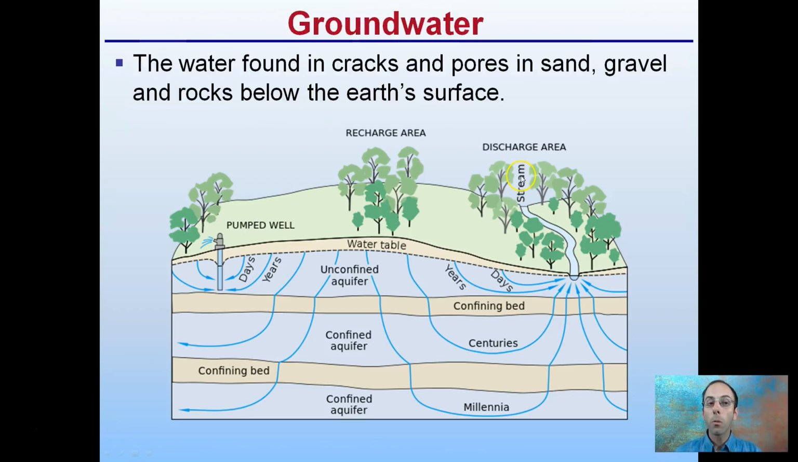Next I have something called groundwater. What's groundwater? Simply put, it's water that's below the ground. It's the water found in cracks and pores in sand, gravel, and rocks below the Earth's surface. Below could be just a shallow area here, or it could be deep below. It takes more time for water to penetrate down into the deeper layers, but all of this is considered groundwater. Whether it takes only a couple days to get below the surface, or years, centuries, or millennia, it all falls in the category of groundwater.